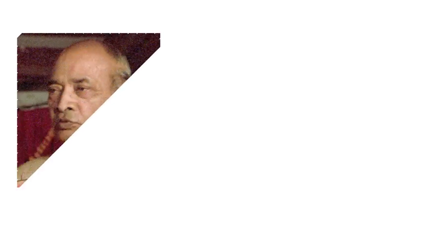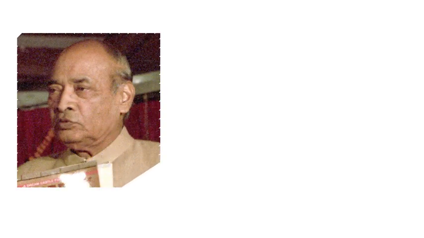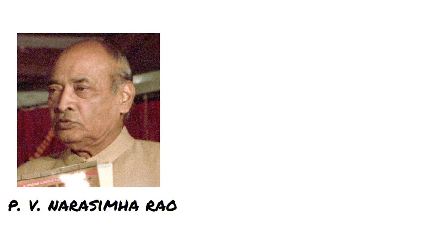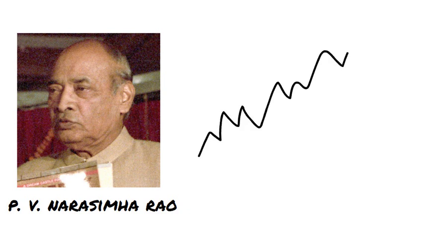9. P.V. Narasimha Rao. He served from 1991 to 1996. He is primarily known for handling the 1991 economic crisis in India. He liberalized, privatized, and globalized the Indian economy. He dismissed the government of Uttar Pradesh when the Babri Masjid was demolished.